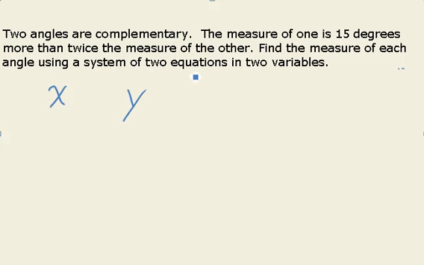Let's start writing down some equations. Now we know the two angles are complementary. That means that their sum is 90 degrees. So I know that x plus y equals 90.